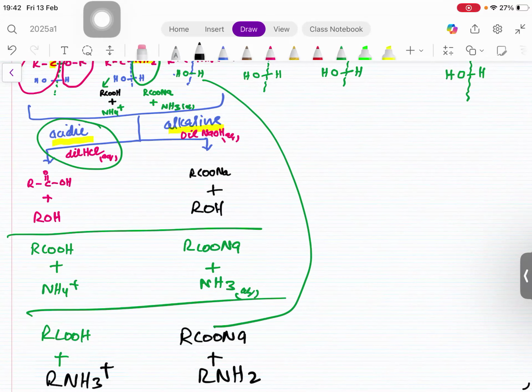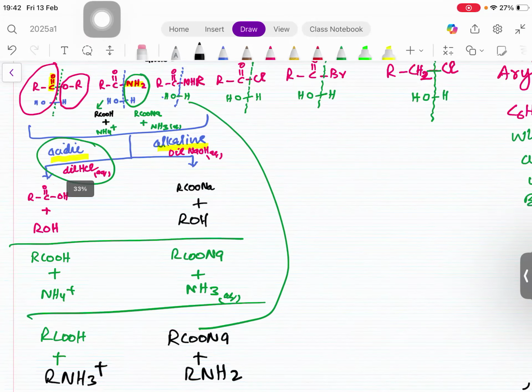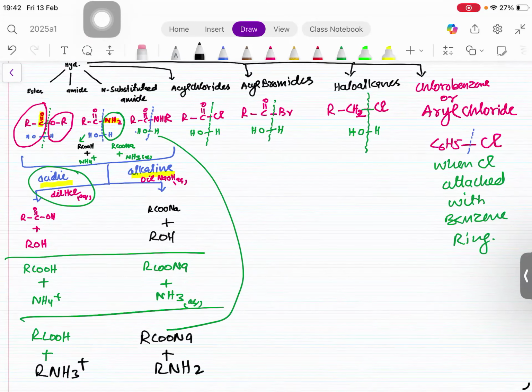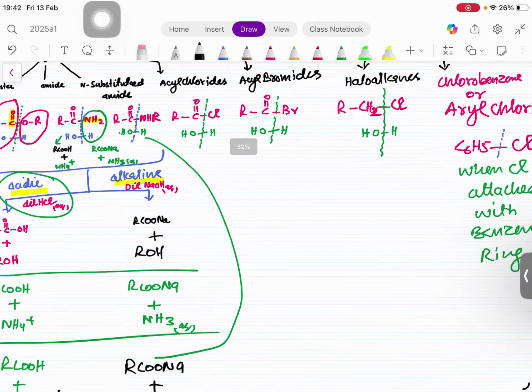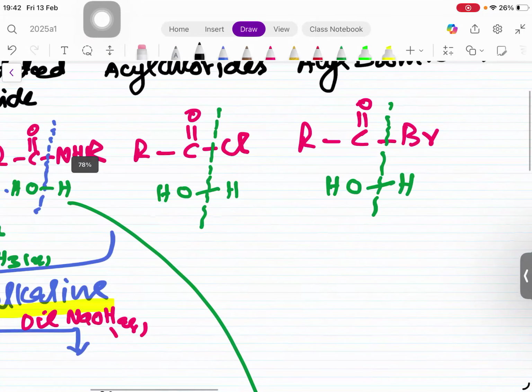Okay? So these are the hydrolysis of ester, amide, and substituted amide, which need either acid or alkali to undergo the hydrolysis, and these are the products which are formed. The examples we have already done in our previous lesson, so you can follow the examples from there. Here we are just giving an overview. Look at this. Now come to this acyl chloride.